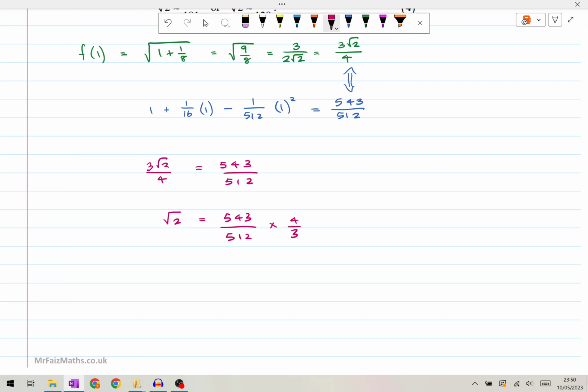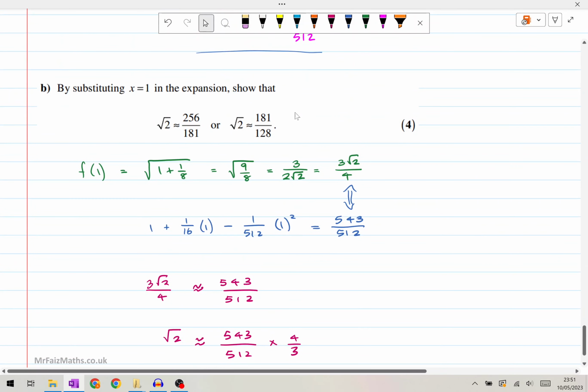Again, if you type this into your calculator, what this gives us is 181 over 128. So instead of the equal sign here, I'm just going to say that this is approximately equal. So square root of 2 is approximately equal to 181 over 128. And that's one of the forms that we are asked to show. So we don't have to show both of them here.